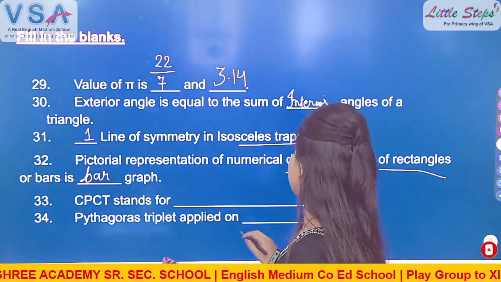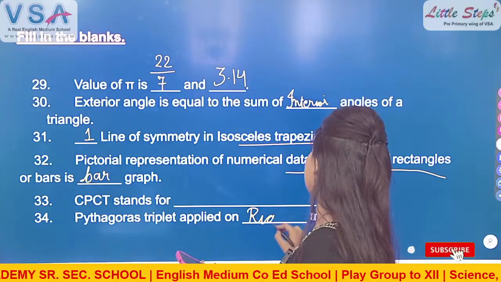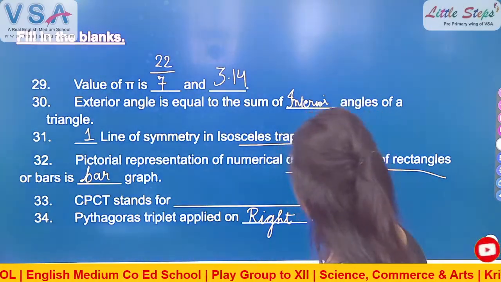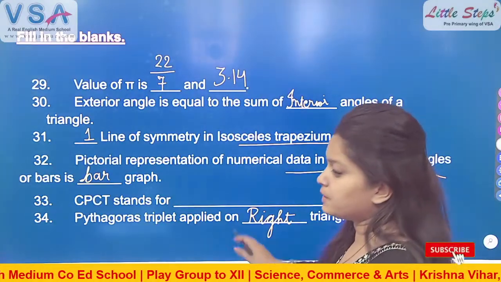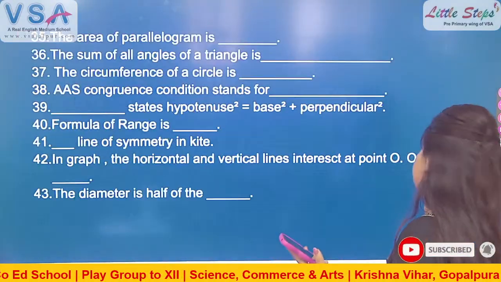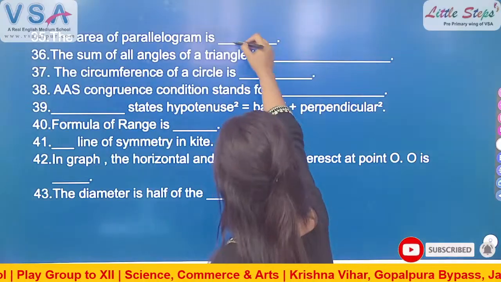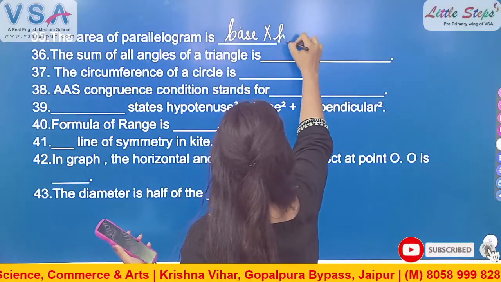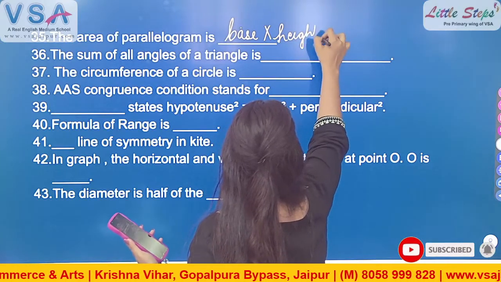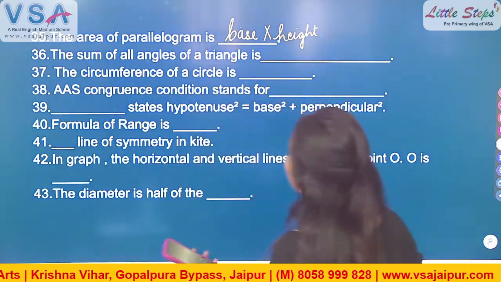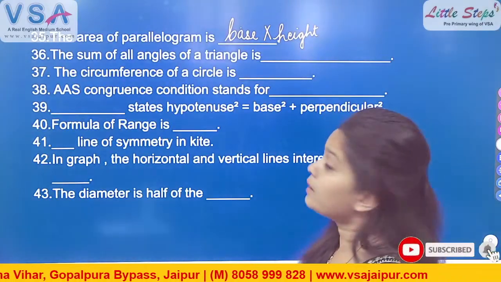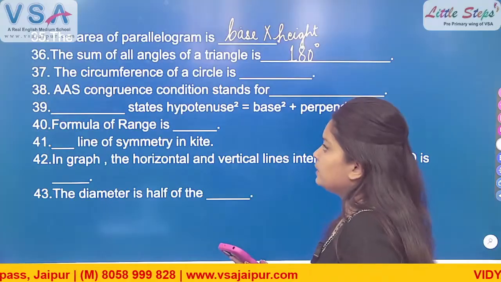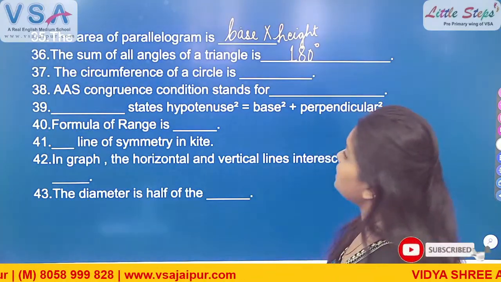Pythagoras triplet applied on, as you all know, Pythagorean triplet किस पे use होती है? And Pythagoras theorem also used or applied on right triangle. CPCT की full form आप मुझे बताएंगे? I'm waiting. The area of parallelogram is base into height. Base multiply height. The sum of all angles of a triangle, एक triangle का पूरा sum कितना रहता है? 180 degree.